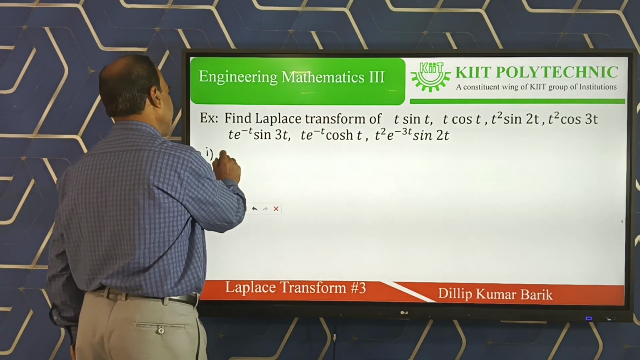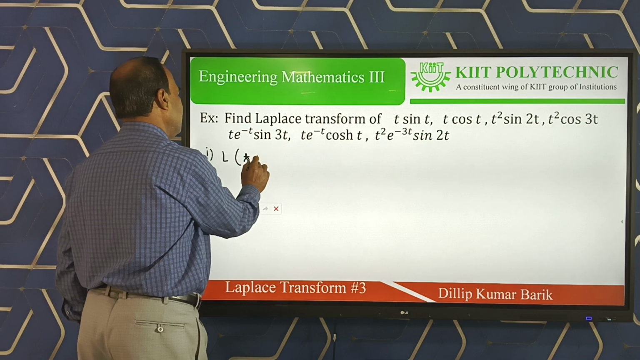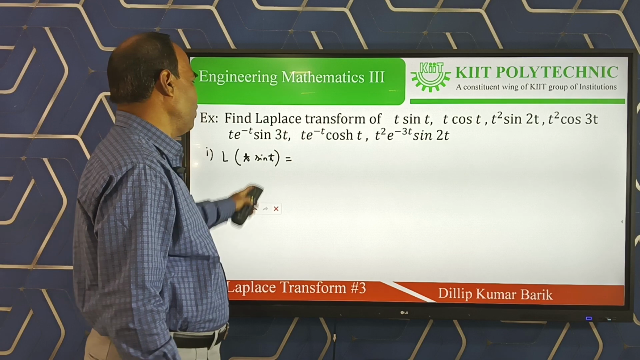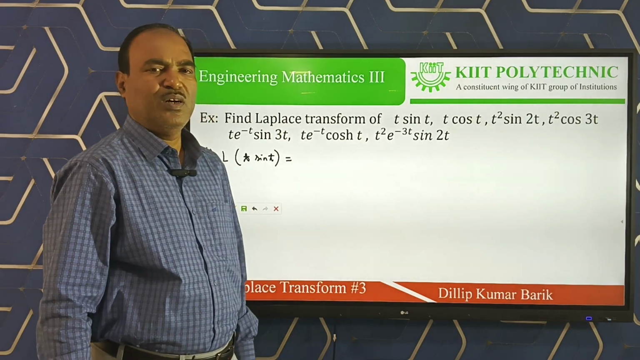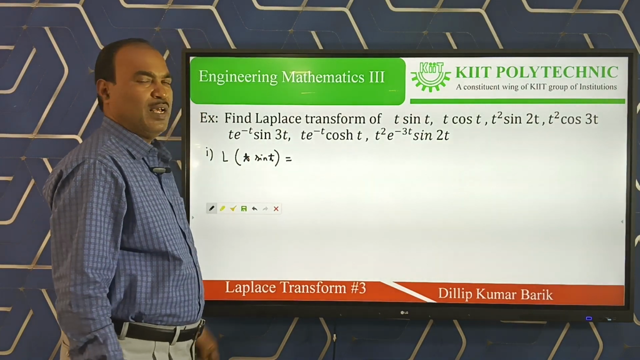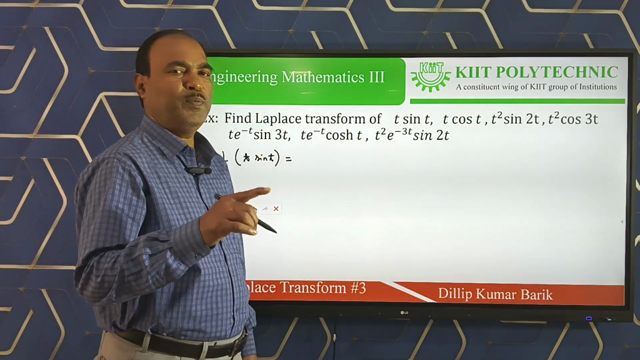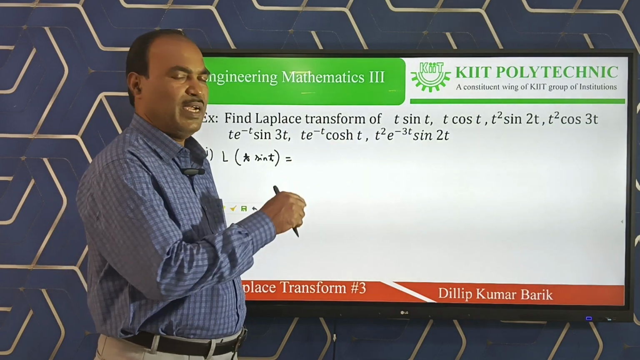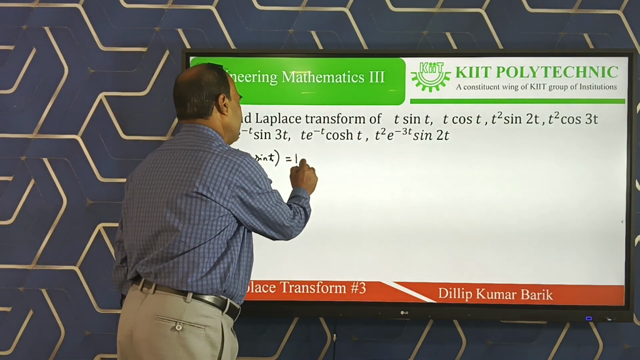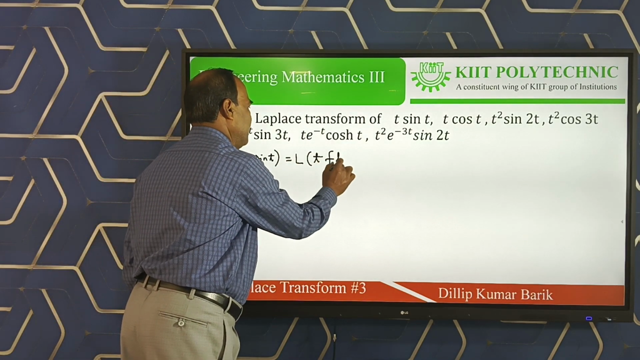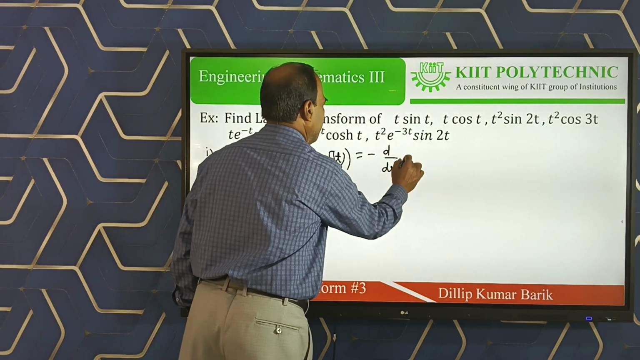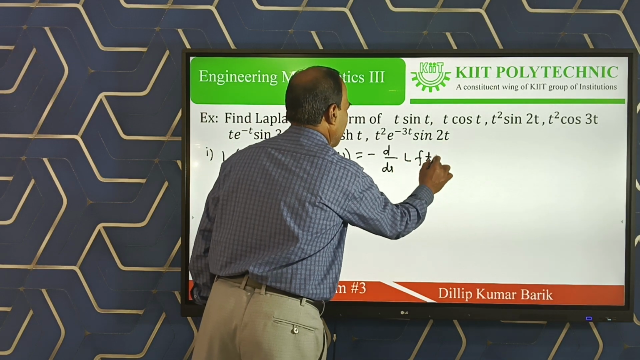Let us simplify Laplace of t into sin t. In this question there are two functions, one is t, algebraic, and the other is sin t, trigonometric. How to simplify? This comes under the formula Laplace of t to the power n f(t). In the last slide, when n is equal to 1, it is t f(t), whose formula is nothing but minus the first derivative of Laplace of f(t).